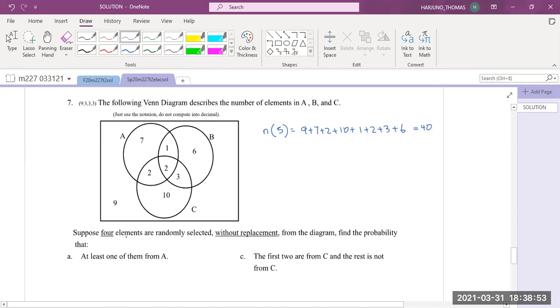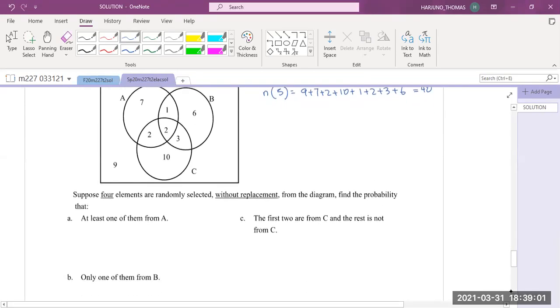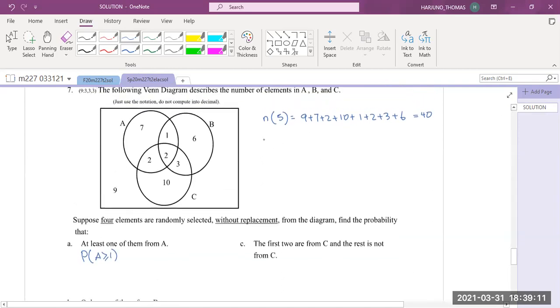Suppose 4 elements are randomly selected without replacement. So they tell us explicitly without replacement. Find the probability that at least one of them is from A. So the probability that the number of A's is at least 1. How many A's, by the way? That's 7 plus 2 plus 2 plus 1, that's 12.